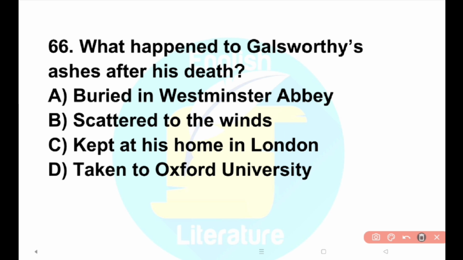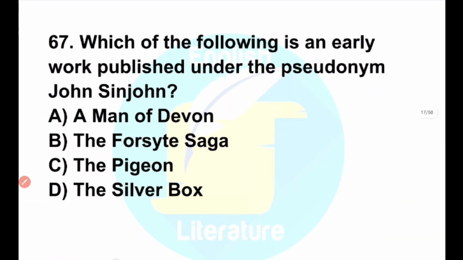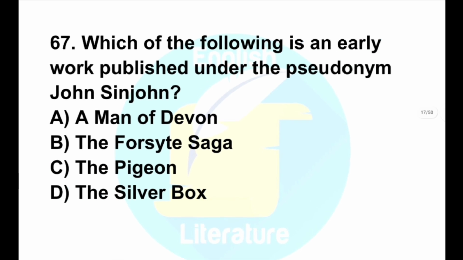Next, which of the following is an early work published under the pseudonym John St. John? Option A, A Man of Devon. A Man of Devon, 1901, was one of Galsworthy's early works published under the pseudonym John St. John.